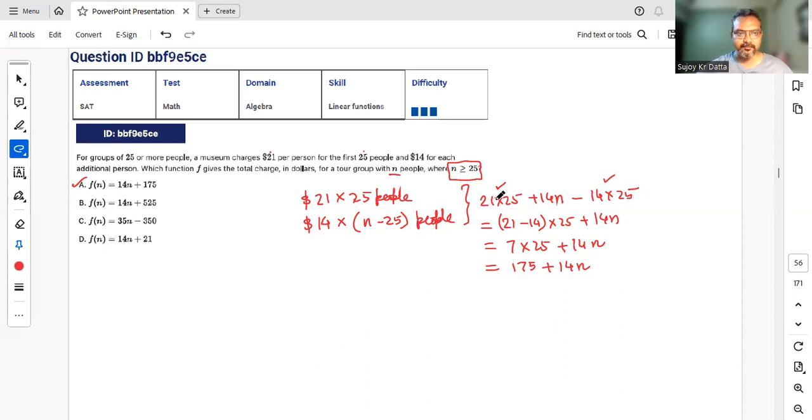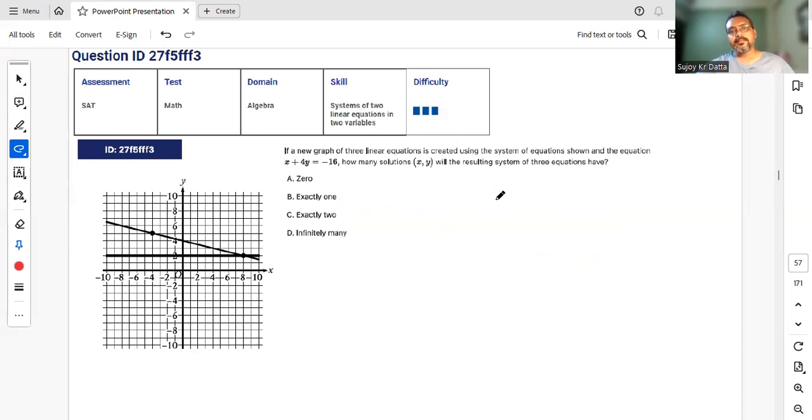All right, let's go to the next one. It says that a new graph of 3 linear equations is created using the system of equations shown here. One is x plus 4y is negative 16. So they're asking how many solutions will the resulting system of the equations have.